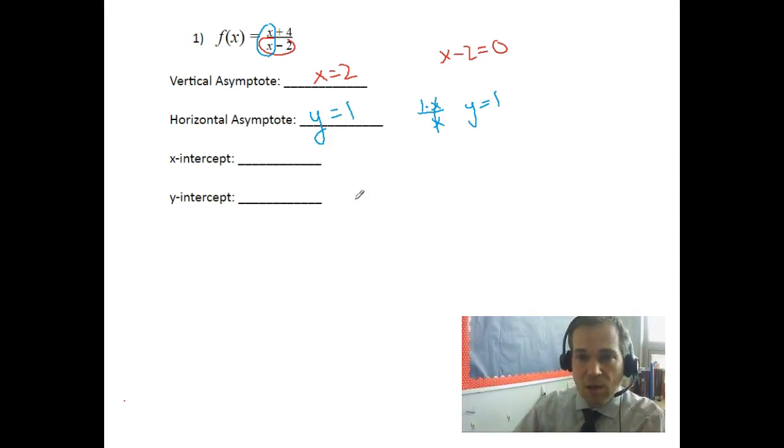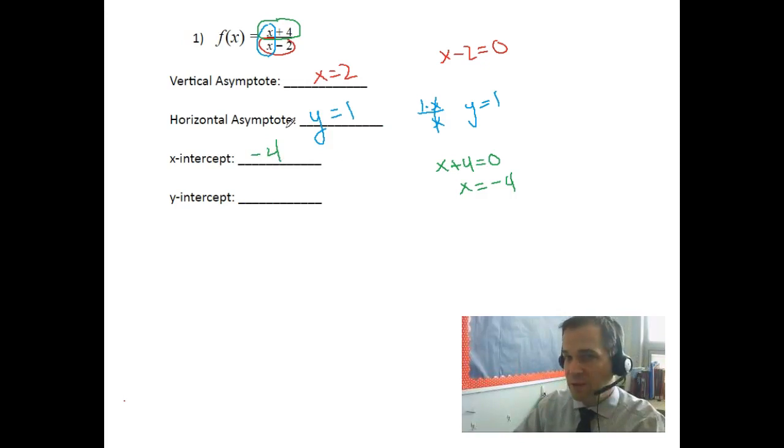Moving on to the x-intercept, we're going to look at the numerator, and we want to figure out what makes the numerator equal 0. So again, if you can look at that and know that it's -4, that's fine. Otherwise, you could set up an equation. Solving this will give you x equals -4. You can just put the -4 in this case. You don't need to write x equals. It's not wrong to put it, but it's not required.